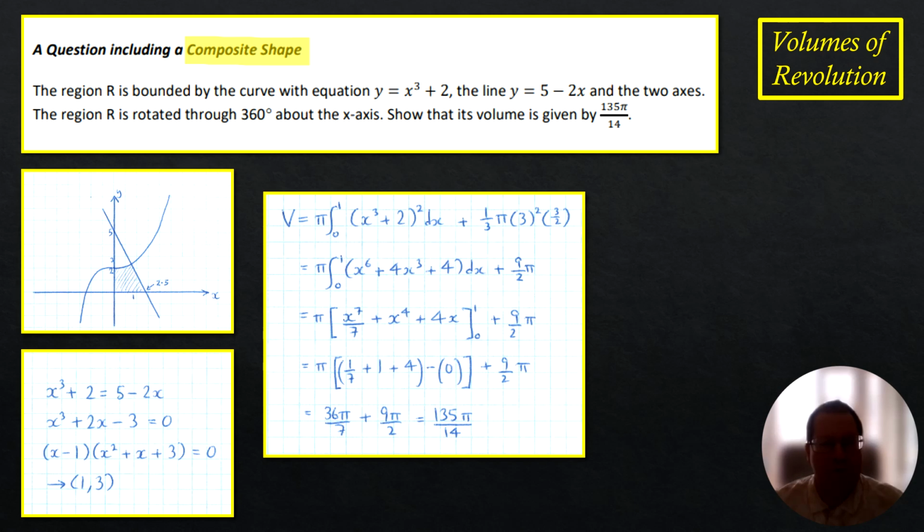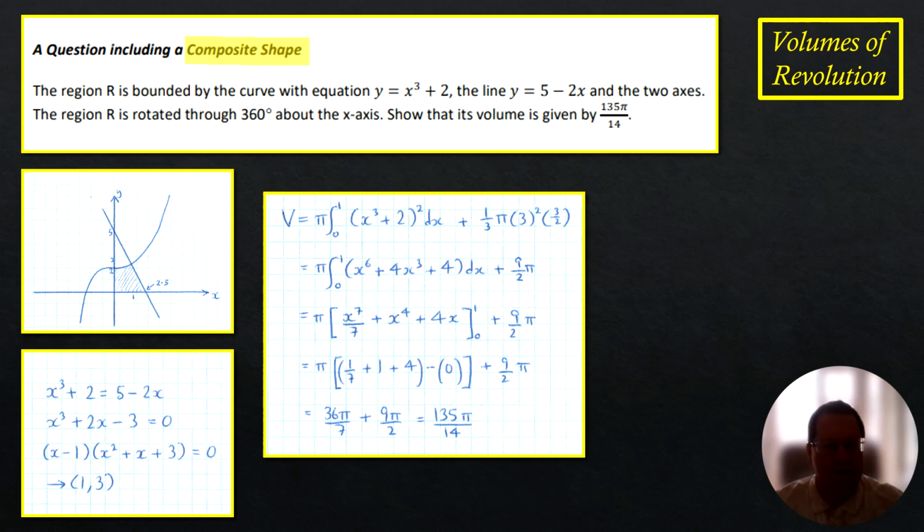So for our final example, we're looking at a composite shape. We have a cubic graph of x cubed plus 2 and a straight line with a negative gradient, and also the two axes bounding our area. It's going around the x-axis. So the first thing I've done is to draw a graph to show us the shape. And if we imagine drawing a vertical line down from where the cubic and the straight line intersect, that divides the area into two shapes, one of which we can evaluate by integration, and one of which will give us a cone when we rotate.